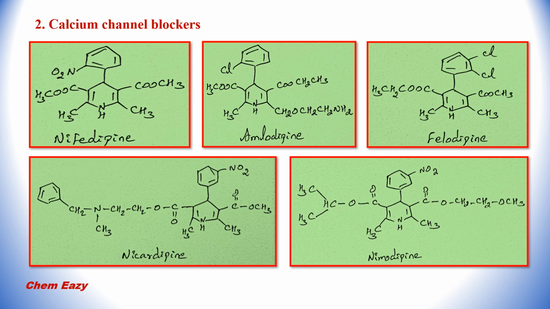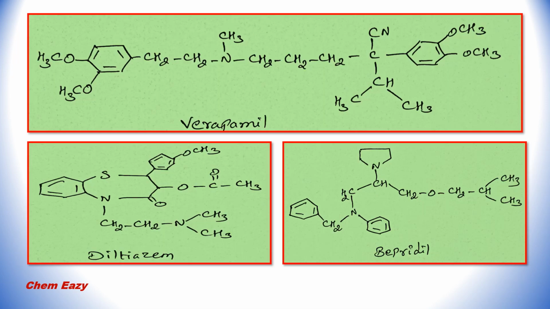Second class is calcium channel blockers. Under calcium channel blockers, this is a structure of nifedipine, amlodipine, felodipine, nicardipine, nimodipine, verapamil, diltiazem, and bepridil.